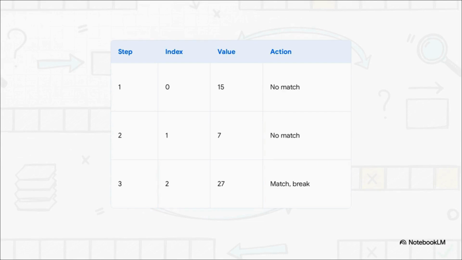Step 2. The index is now 1. It checks the value at index 1, which is 7. Is 7 equal to 27? Still no. It increments the index again. Step 3. The index is now 2. It checks the value at index 2, which is 27. Is 27 equal to 27? Yes! A match is found, and the computer instantly executes that break command, terminating the search early.